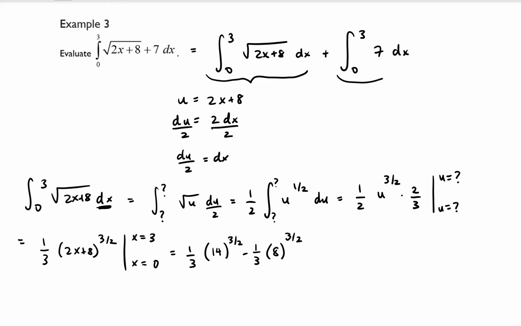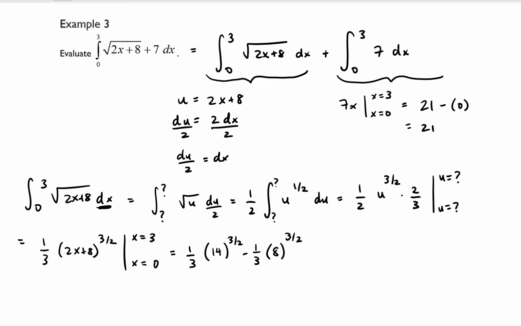So now we need to calculate this definite integral, and this one's a little bit easier to calculate because the integral of 7 is 7x, and then evaluated from x equals 0 to x equals 3. So that's going to equal 21 minus 7 times 0 is 0. So that's just going to end up being 21.